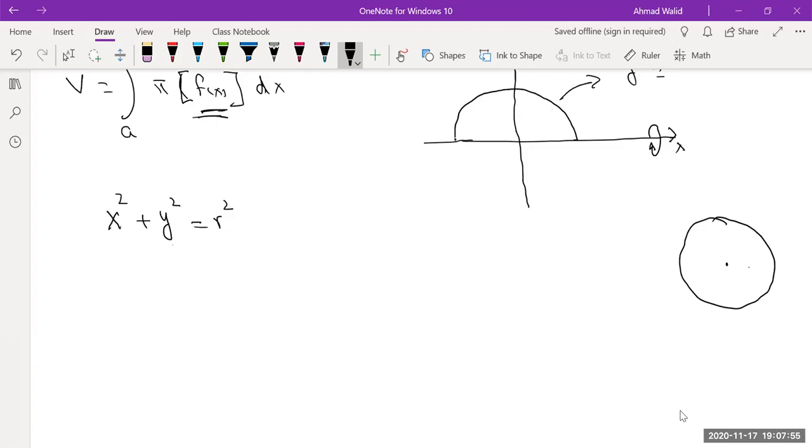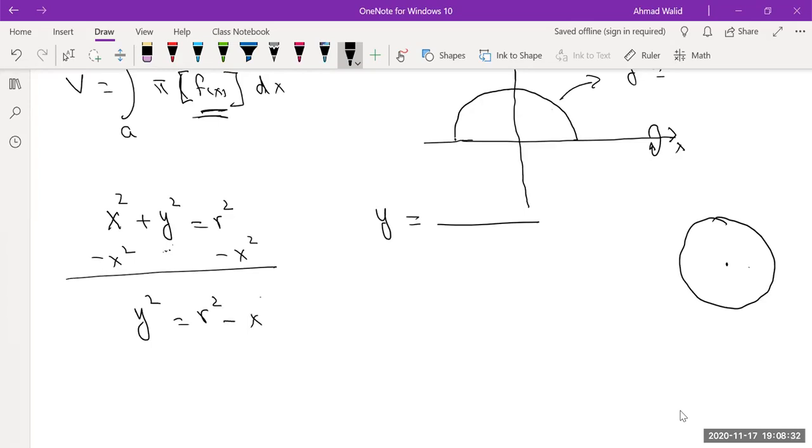Now, if I ask you to write the equation as a function, which is again a topic of algebra, you can write any equation as a function. And I know to write it as a function, I have to have y alone on one side and everything else on the other side. Then let's solve this equation of the circle for y. Subtract x squared from both sides. You will end up with y squared equals r squared minus x squared.